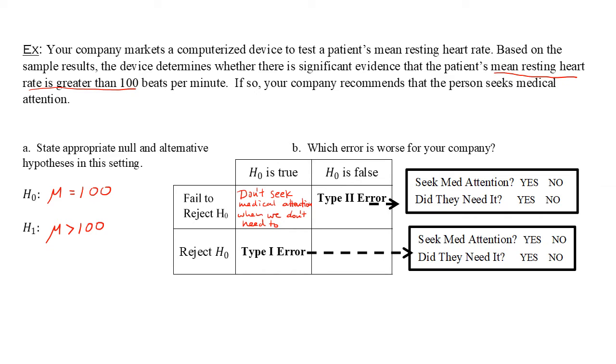But in this case, if we made an error where we failed to reject the null hypothesis when the null hypothesis was false, so in that case, our mean resting heart rate was greater than 100, but we failed to reject the null hypothesis, and so our device didn't alert us. So we didn't wind up seeking medical attention when in fact we needed to.